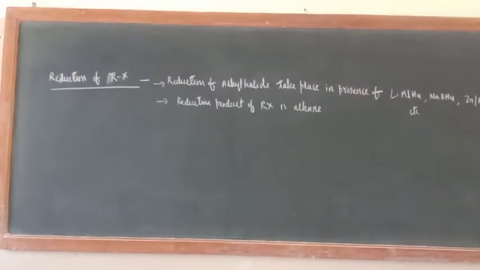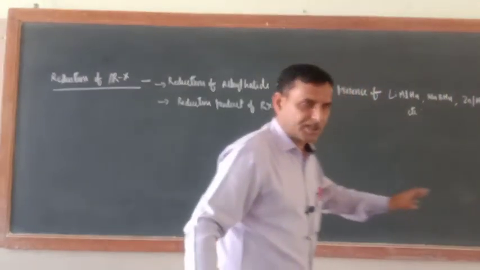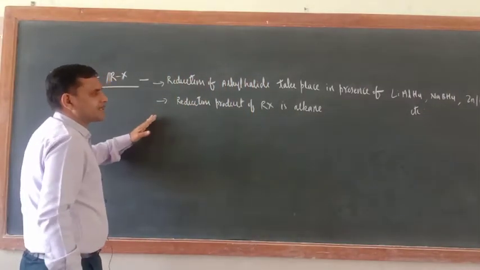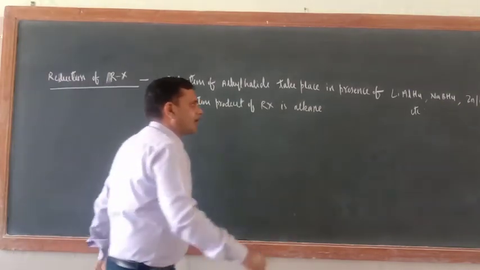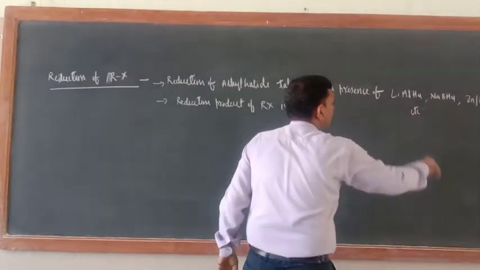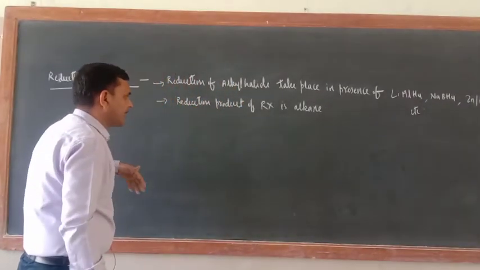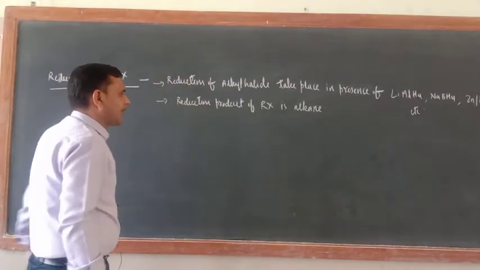One more type of reaction of alkyl halide is there, that is reduction of RX, reduction of alkyl halide. Reduction of alkyl halide takes place in presence of a reducing agent. What are the reducing agents? Lithium aluminium hydride, sodium borohydride, zinc/HCl, and the reduction product of alkyl halide is alkane.